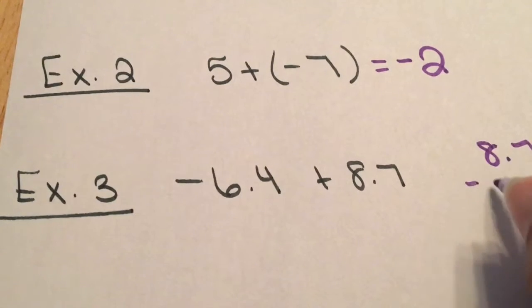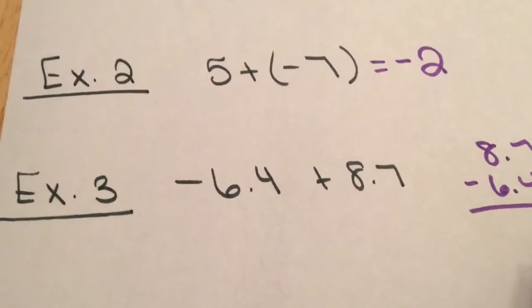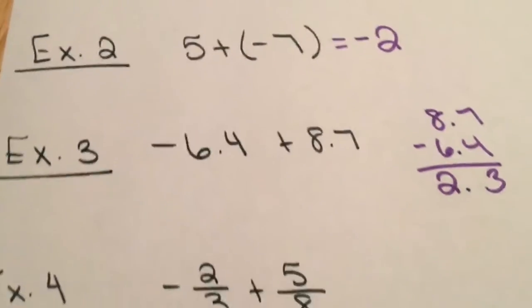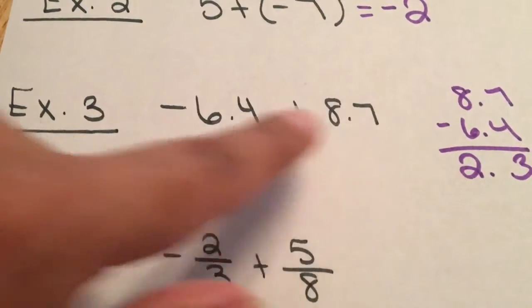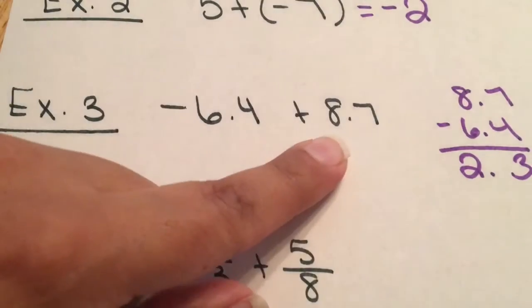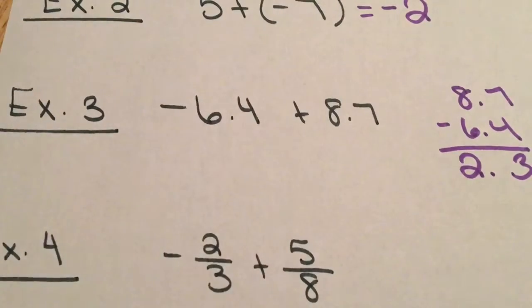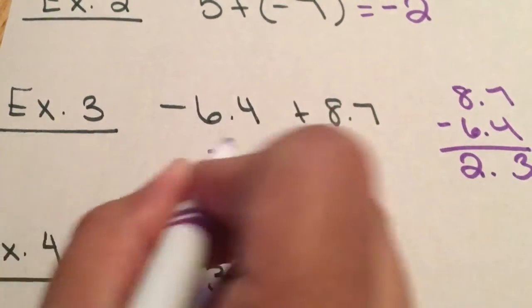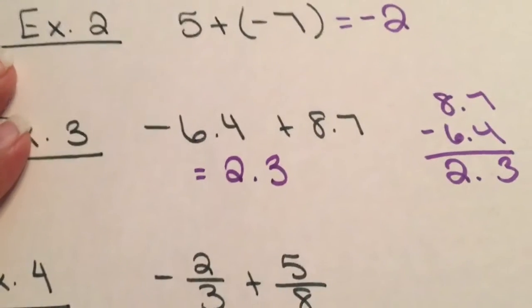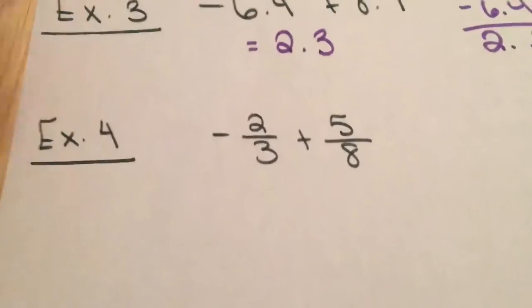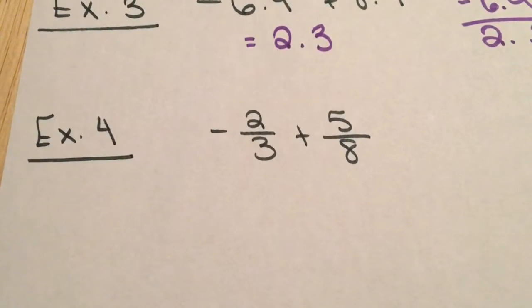I'm going to go ahead and do the subtraction anyway, just because we haven't seen that in a long time. So we get 2.3. Then we're going to look and decide which one has the larger absolute value. Since 8.7 is further from 0 on the number line, we're going to make this a positive 2.3. Again, we don't need to write the positive sign. We can if we want to, but it's noted that it's already positive. It's assumed positive. All right, our last example, fractions.